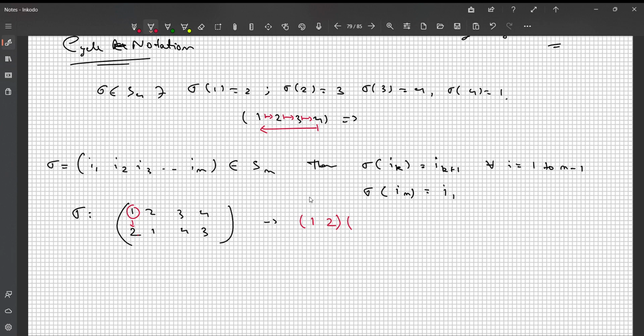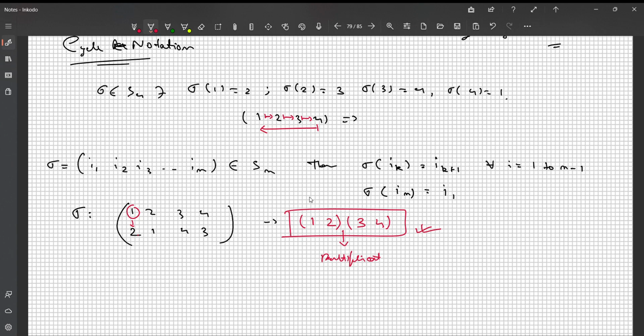Now come up with one more cycle. Obviously, because everything about this cycle is done, right? Now you have 3 here. So 3 goes to 4. So just start with 3. 3 goes to 4. 4 comes back to 3. So this cycle is also done. So this is the given cycle decomposition, cycle notation, right?